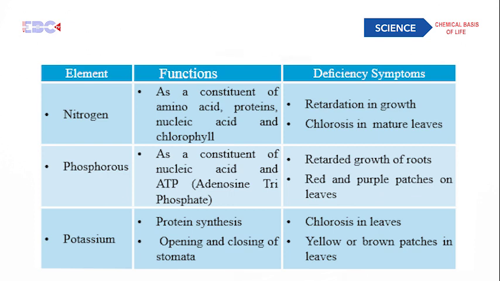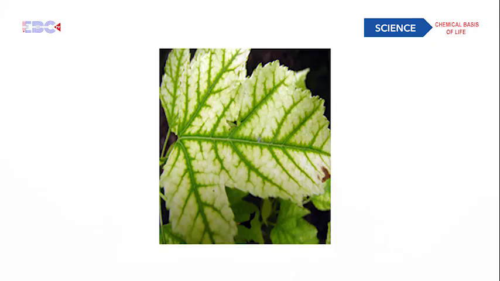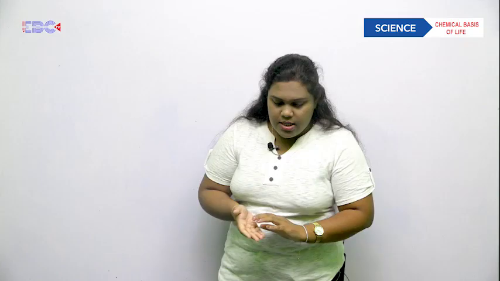The deficiency syndrome means retardation in growth. That means a decrease in the level of growth. Then chlorosis in leaves. The image shows how chlorosis happens. That means it reduces the color. It reduces the green color, which is called chlorosis.